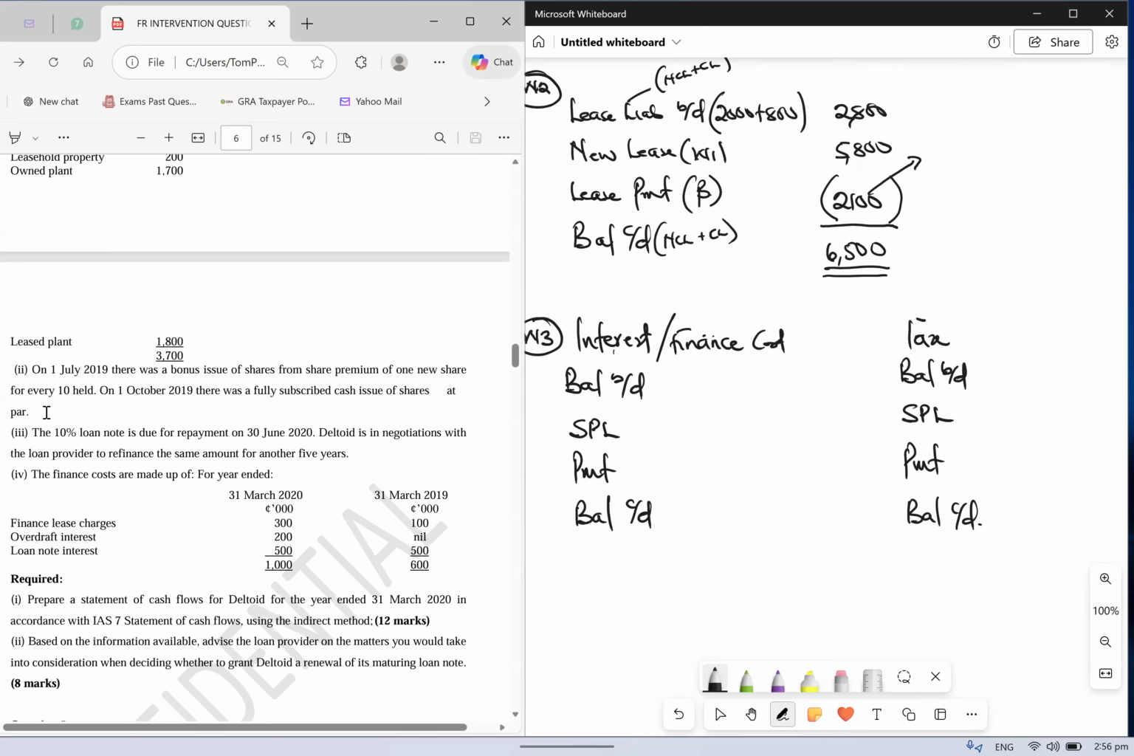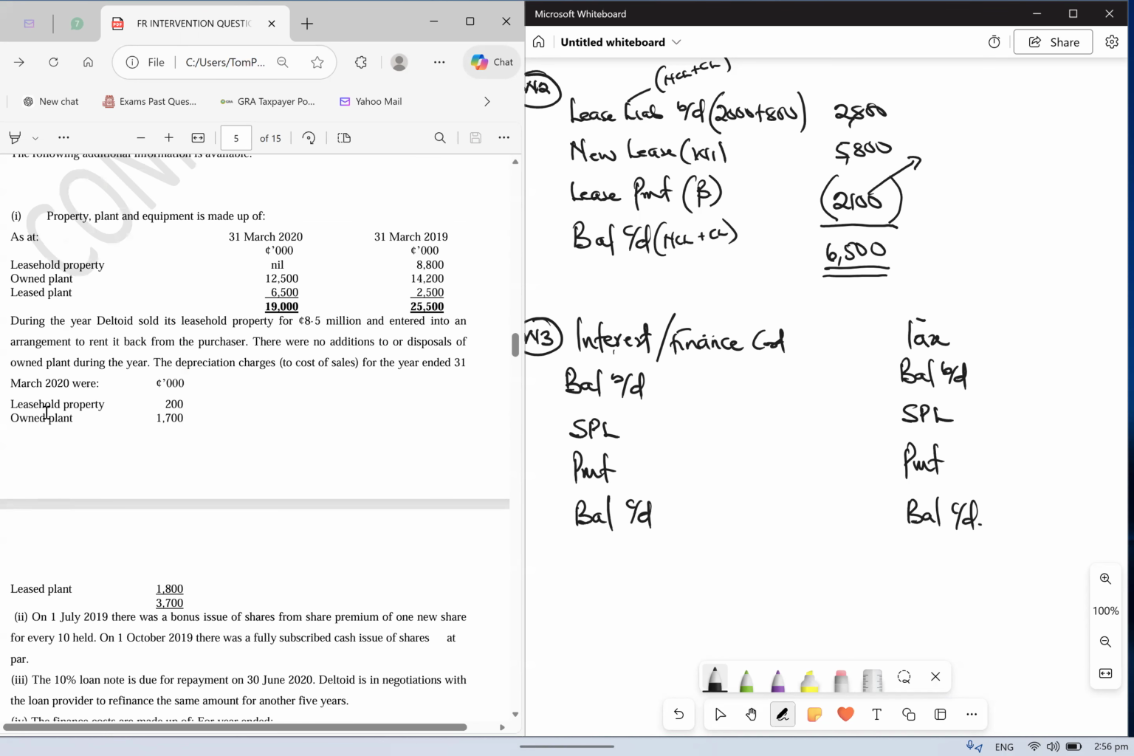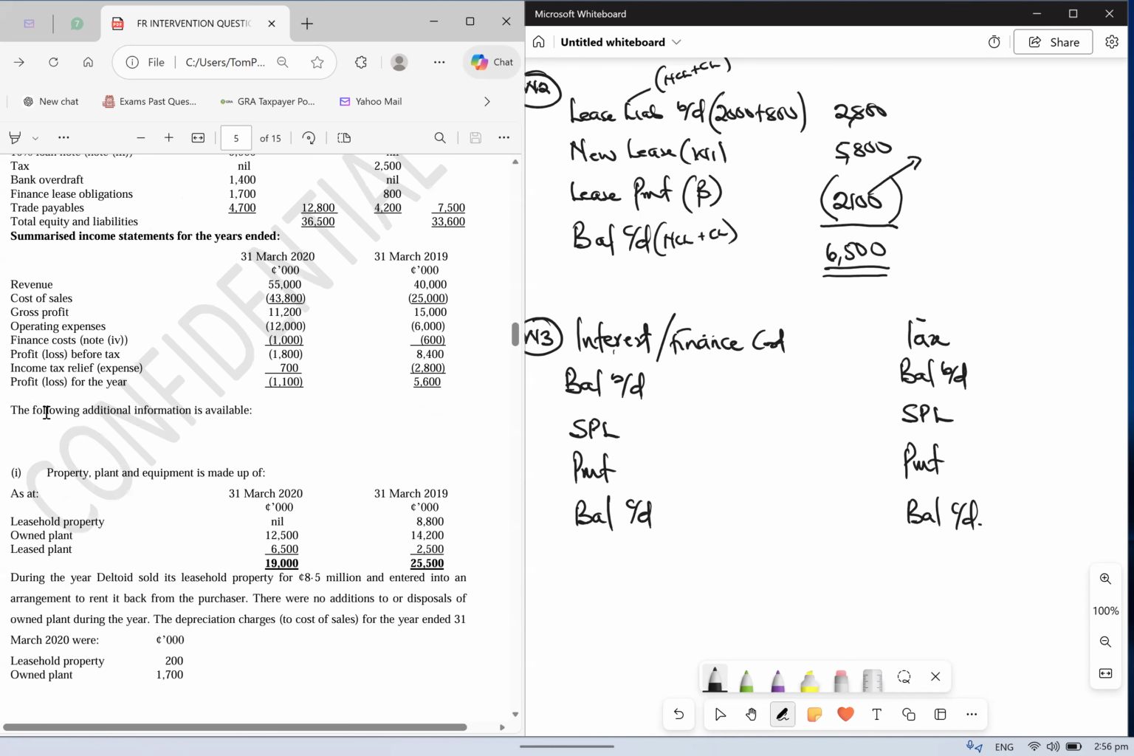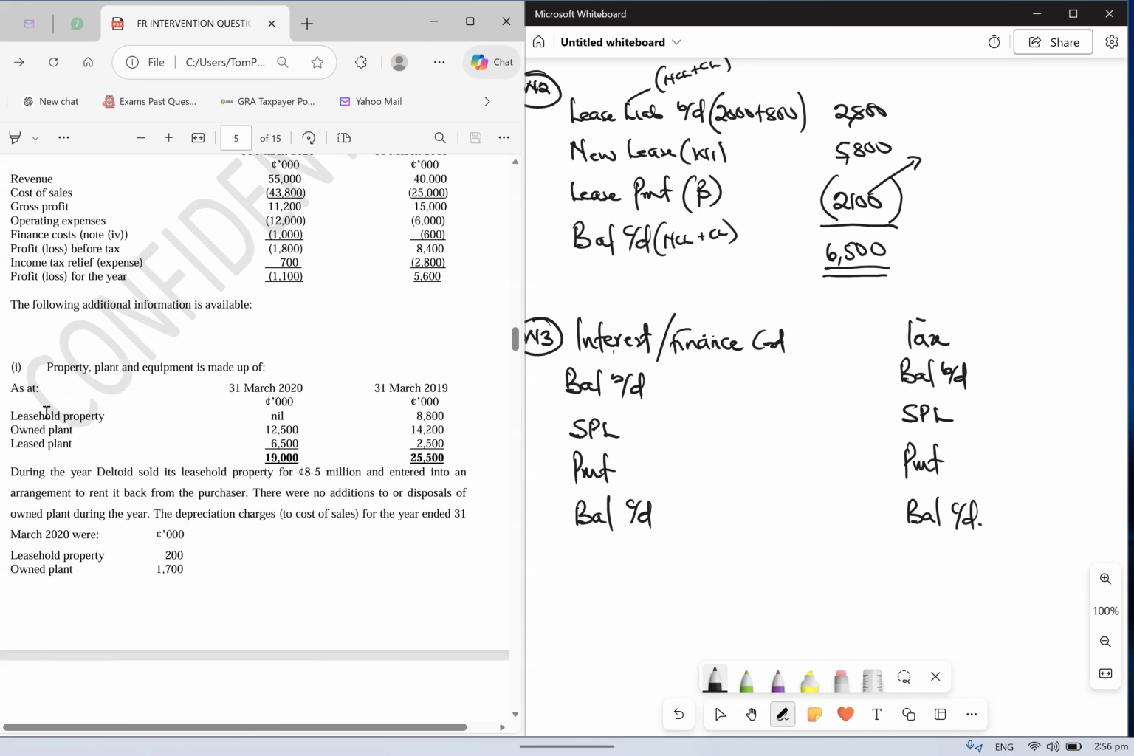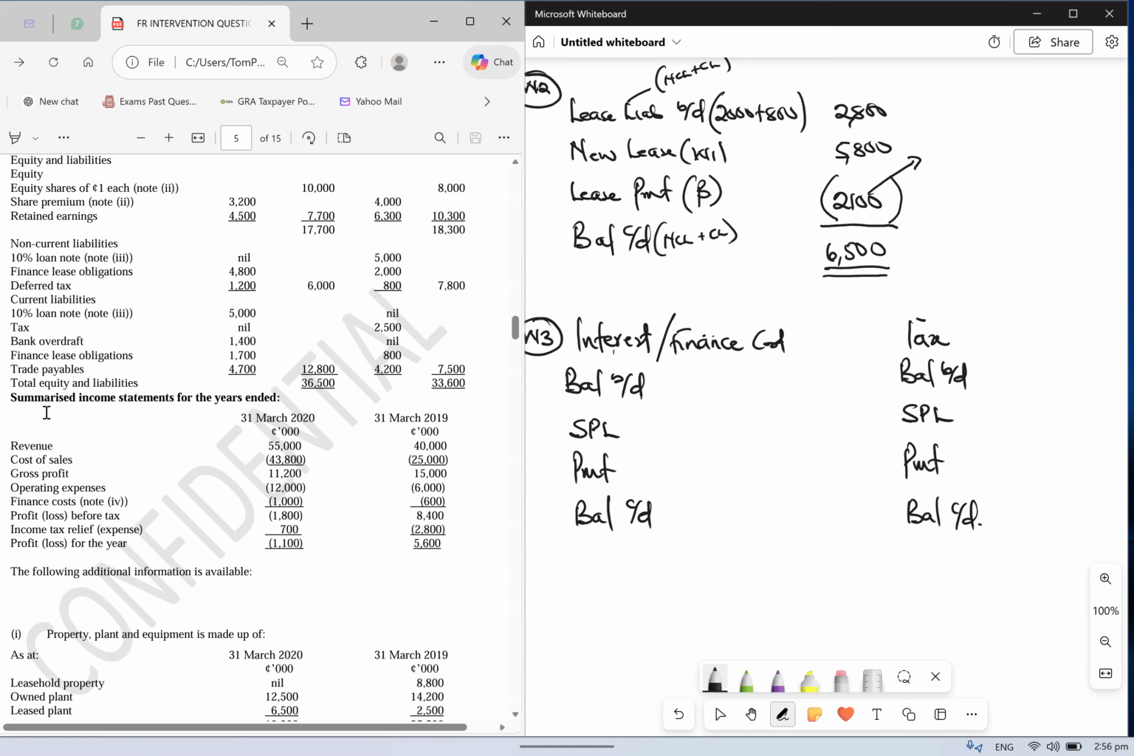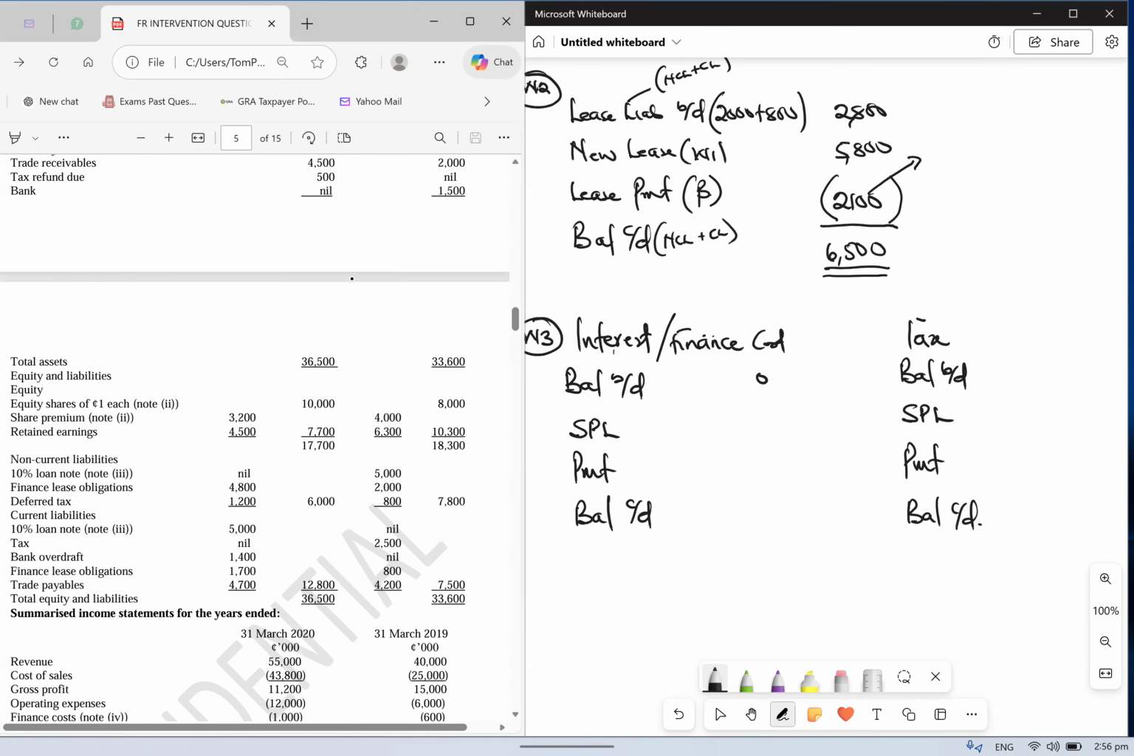It says that the 10% loan note is due for repayment in 2020. Deltoid is in negotiation to do a refinancing for that. So it's not there. That is the loan. It is not what we see in the balance sheet. This one is not interest. If it was interest, they would have written interest, but that is actually the loan. So we don't have a balance. In the P&L, do you have finance cost interest?